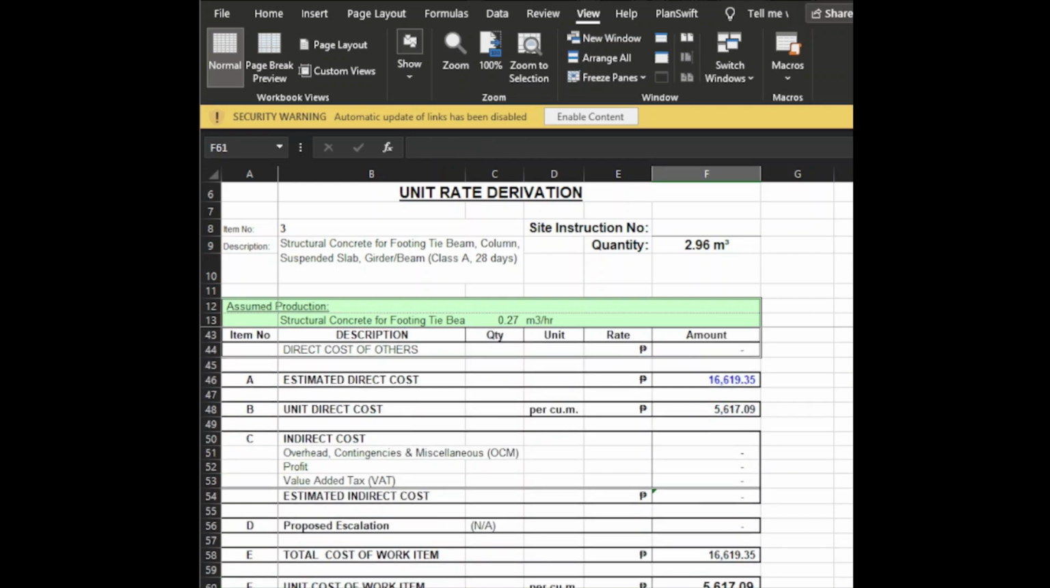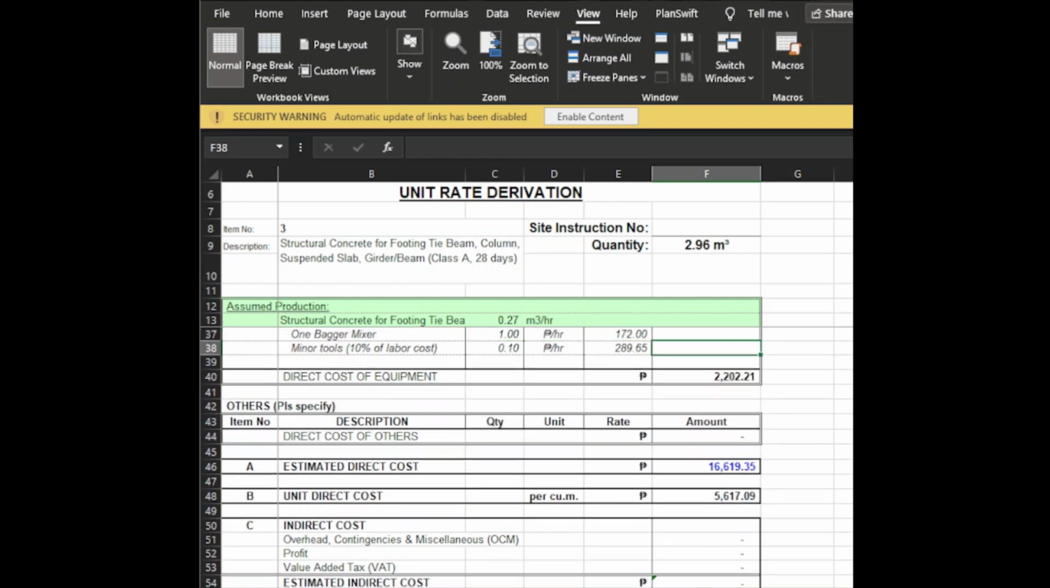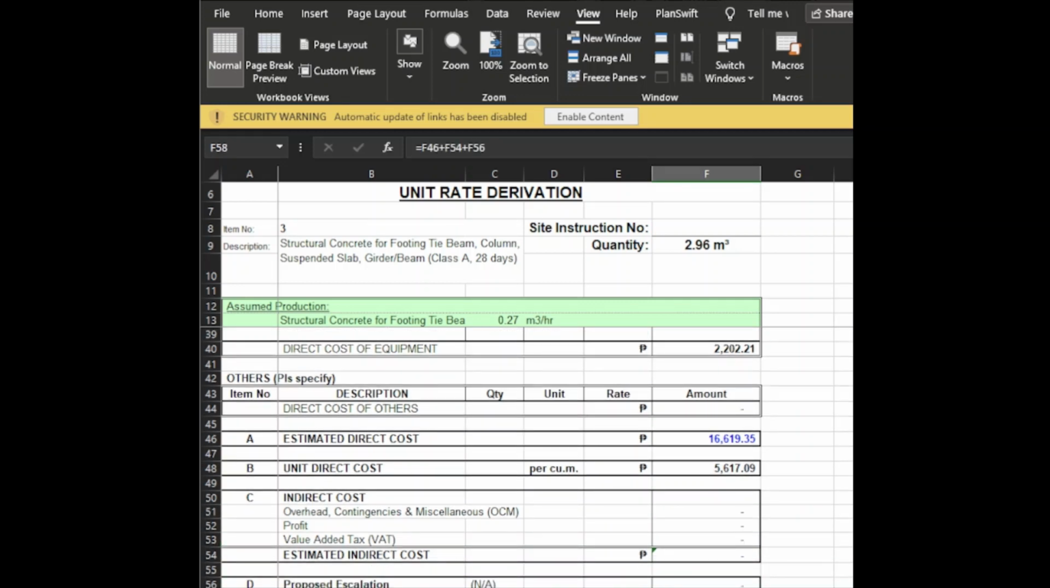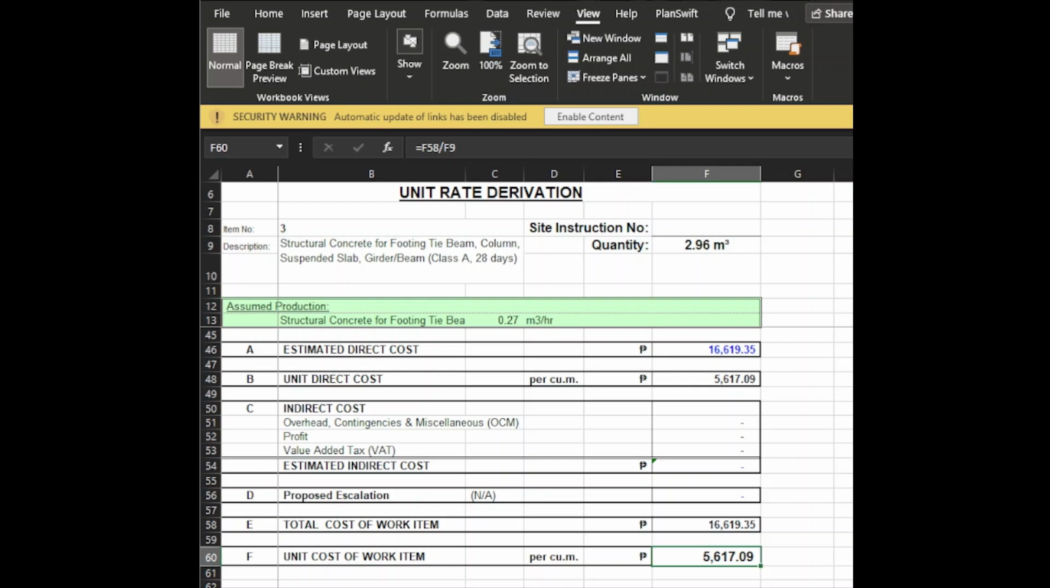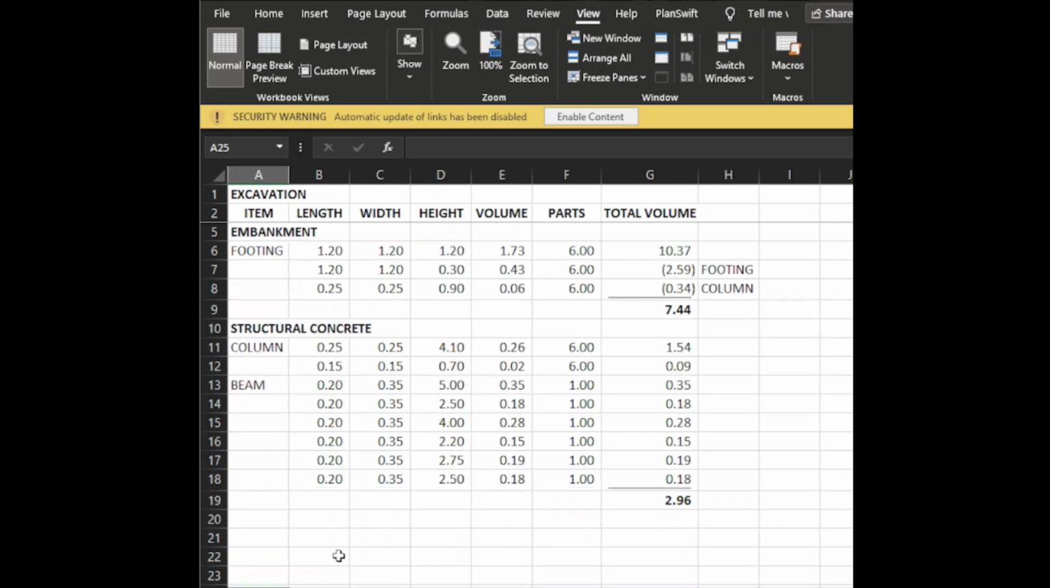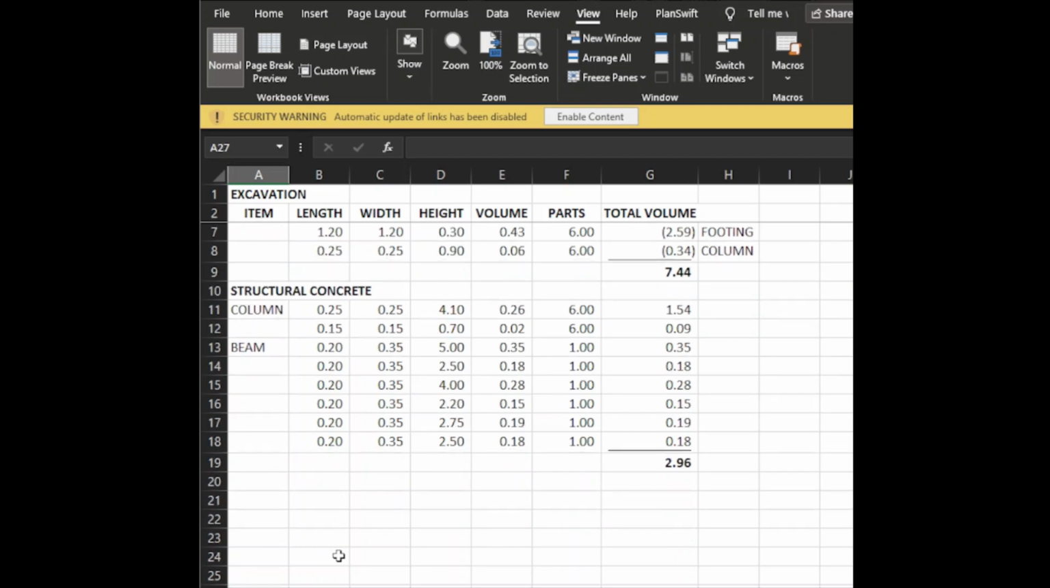So we did not consider the indirect cost of this one, because this is just a small project from us. This is not given as a contract to other contractors. So our total cost work item is only the same as the estimated direct cost. And our unit cost of work item is also the same as our unit direct cost. So this is the total cost of work. Our next item is the continuation of our structural concrete, but for footing and also for our slab.